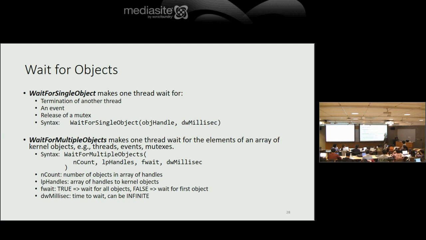You can wait on multiple objects, and so you can pass an array of handles, and this is the size of the array. And the fWait parameter says, if fWait is true, wait for all the objects. If it's false, wait for the first object to become signaled. You might use false to build a semaphore. Okay. The C++ library doesn't have a semaphore. One of these days I'll build one.